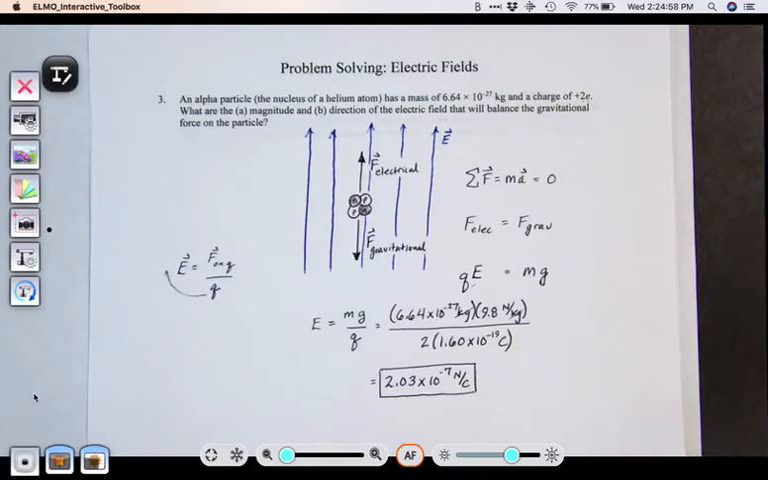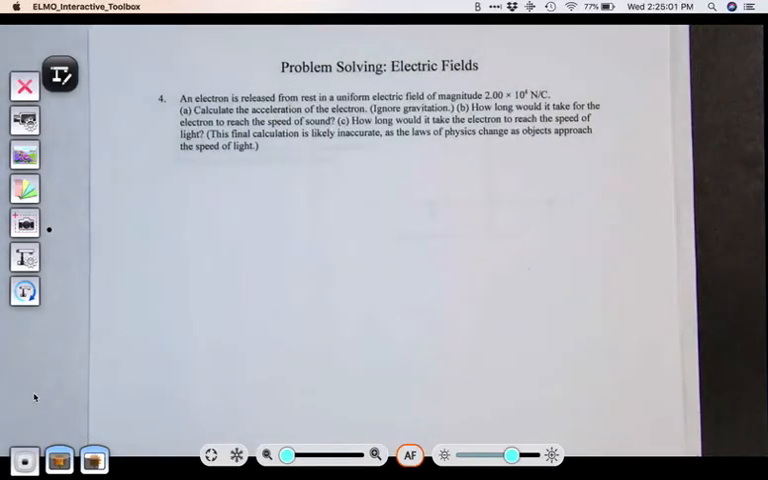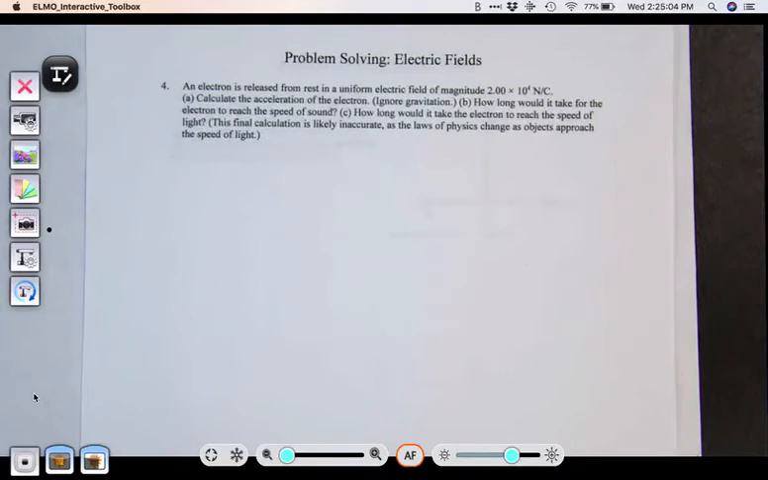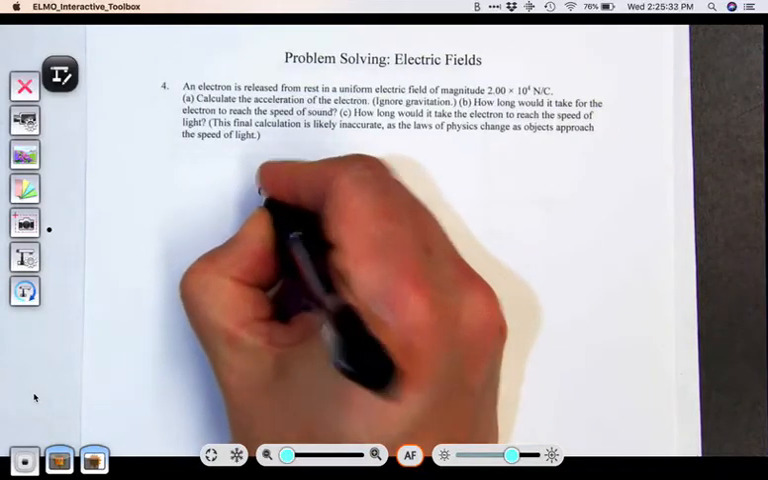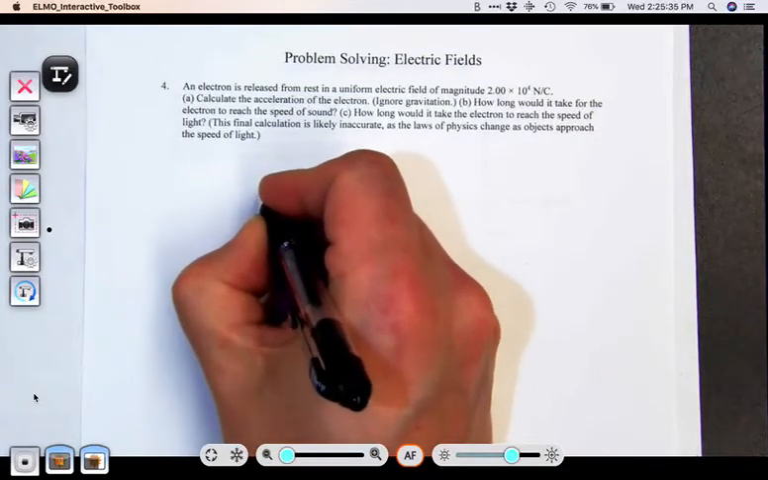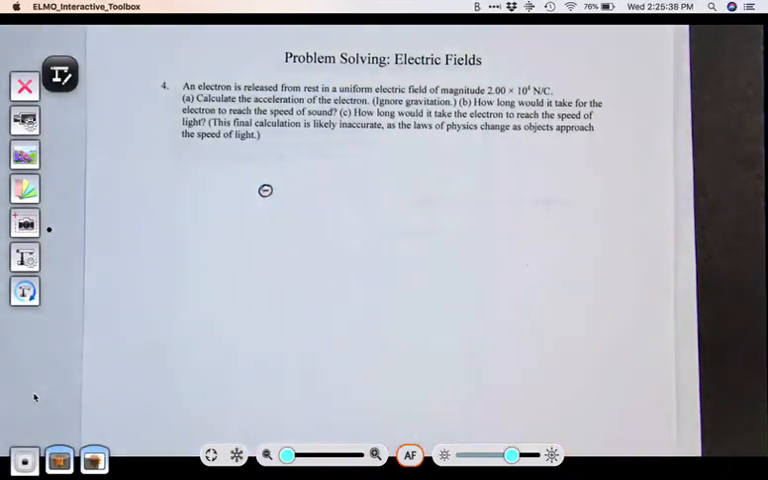Finally, another problem that illustrates putting together these new electrical ideas with things you learned back in Physics 1. Sorry for those of you that hated Physics 1. Got to keep using those ideas as we move forward here. An electron is released from rest in a uniform electric field of magnitude 2 times 10 to the 4th newtons per coulomb. Calculate the acceleration of the electron. Ignore gravitation. How long would it take for the electron to reach the speed of sound? And how long would it take for the electron to reach the speed of light? And the parenthetical notes that this isn't exactly kosher physics, because when you get near the speed of light, there actually is a different set of rules called the theory of relativity that governs how things behave.